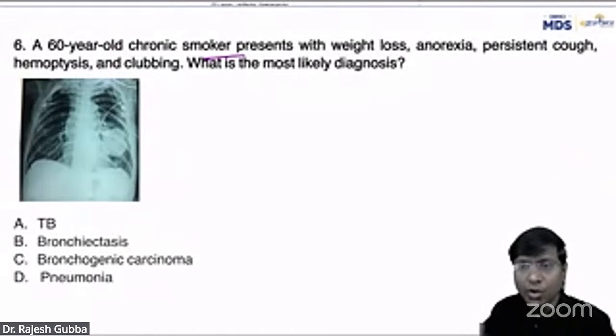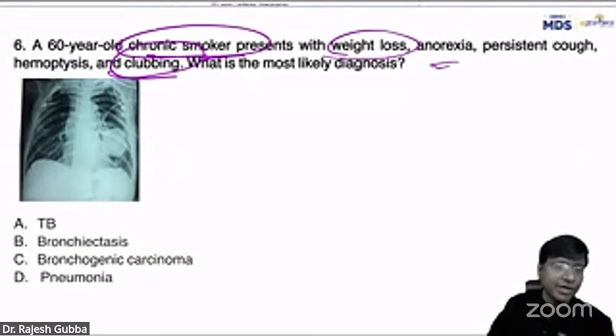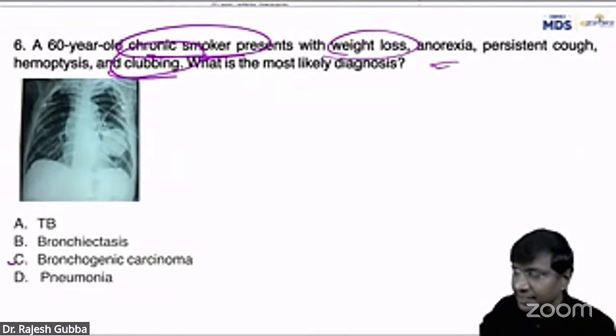So, a 60-year-old chronic smoker, very important, right? Chronic smoker, weight loss, anorexia, loss of appetite, persistent cough, and there is also clubbing. What is the most likely diagnosis? So what did you people mark for this? The answer for this is your bronchogenic carcinoma. It is not your tuberculosis.